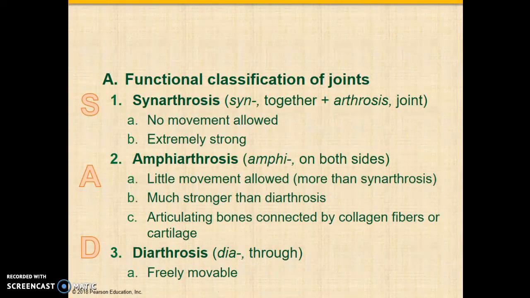The functional classifications are pretty easy. SAD: synarthrosis, amphiarthrosis, and diarthrosis. Syn means together, and in a synarthrotic joint, there is no movement. These are very, very strong joints. An amphiarthrotic joint allows for a little movement, and a diarthrotic joint is freely movable. And this is the joint that we think of like our elbows and our knees.